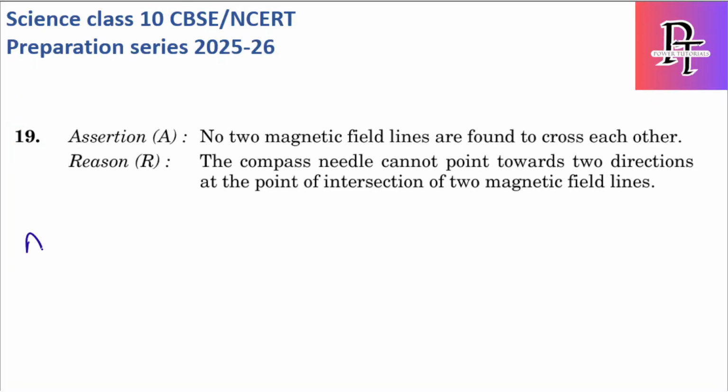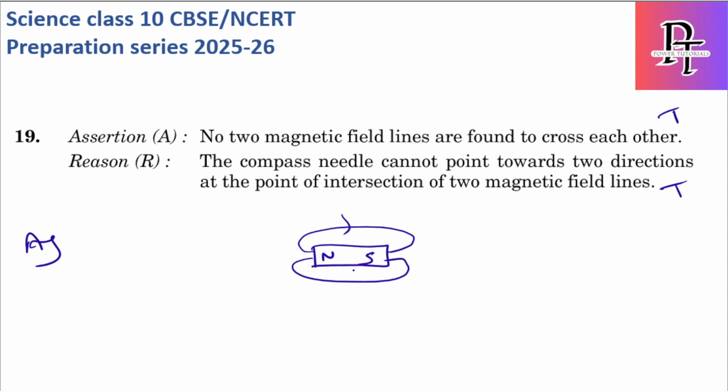Next, 19th. No two magnetic field lines are found crossing each other. True. The compass needle cannot point towards two directions at the point of intersection of two lines. Hence, it is true. This is a correct explanation. So, if you observe the magnetic compass, it is north to south. The magnetic lines of force always travel from north to south outside the magnet, and inside we can see it flows from south to north. But at any point, both lines will not intersect. Why? Because if you keep the compass at any point, it will point only to one direction. It cannot have two directions at the same point. So hence they cannot intersect each other.